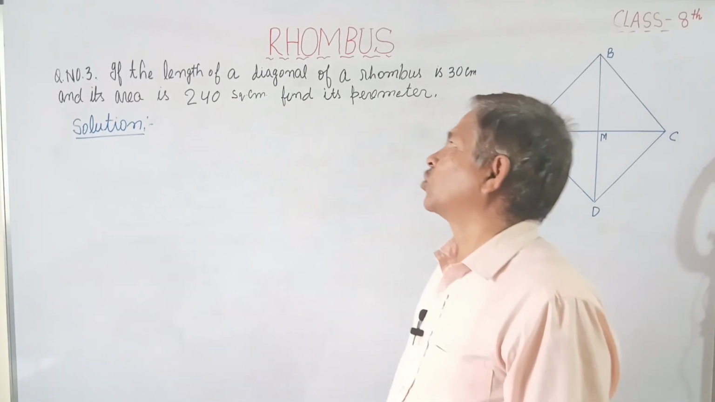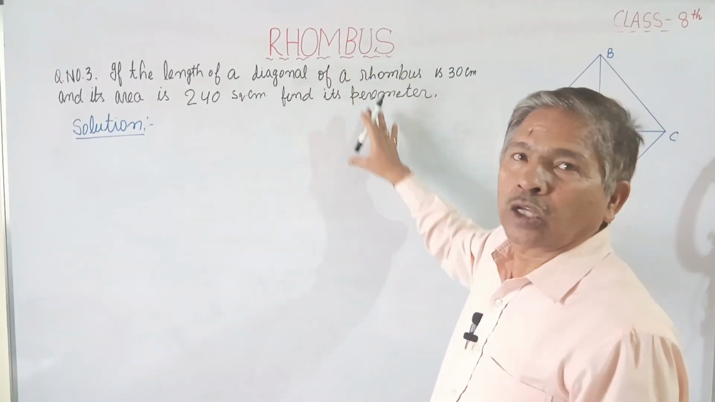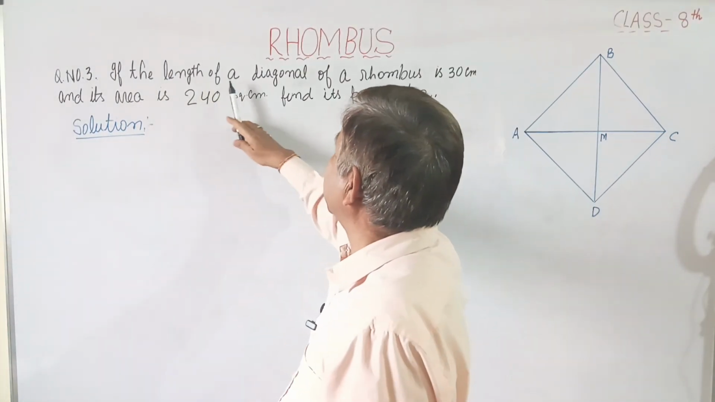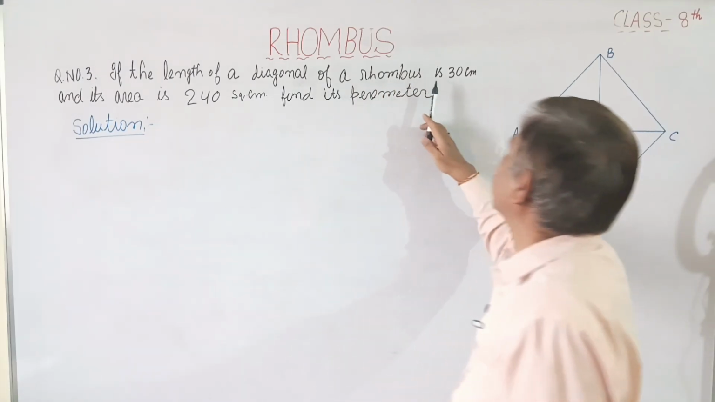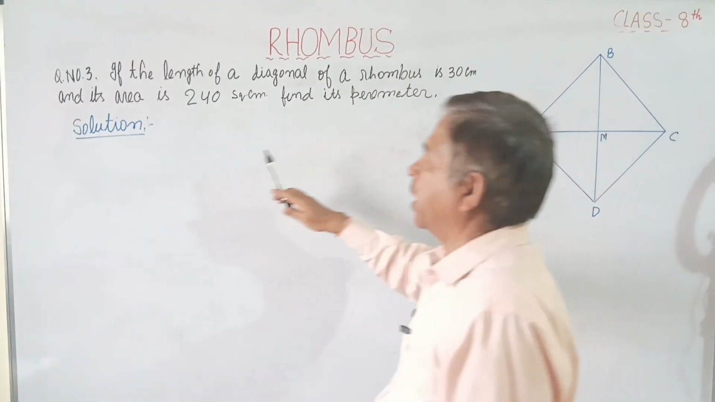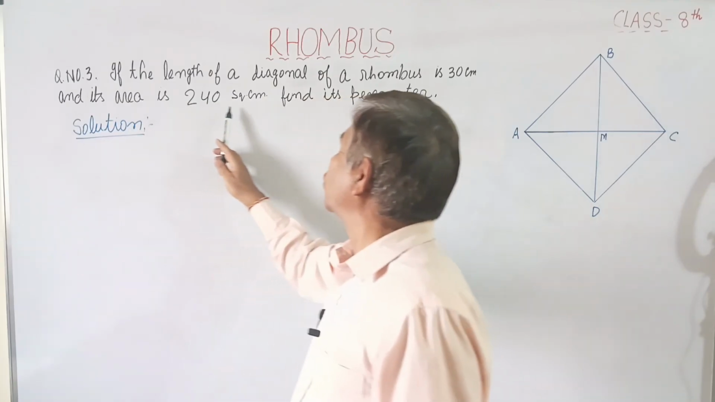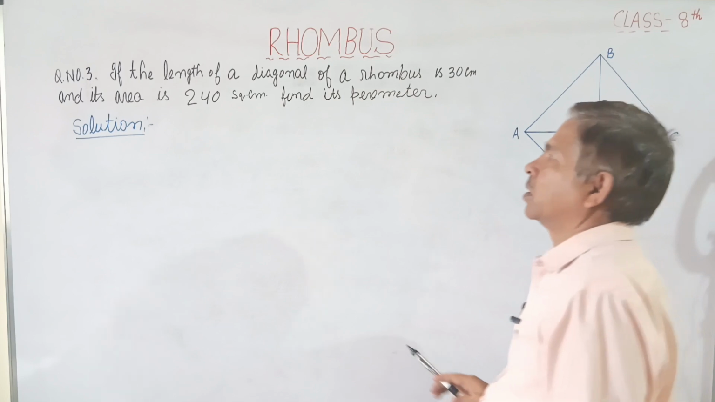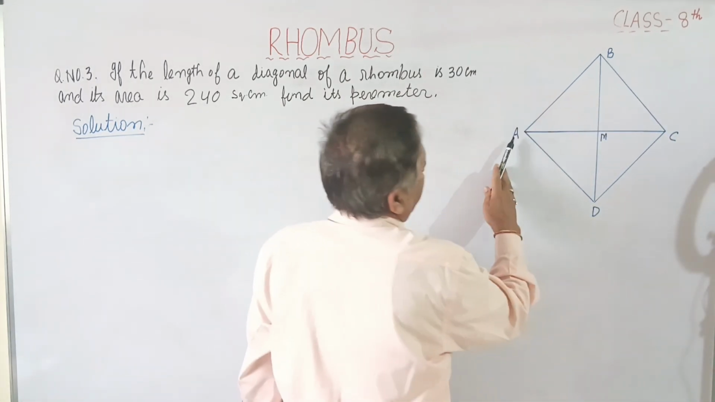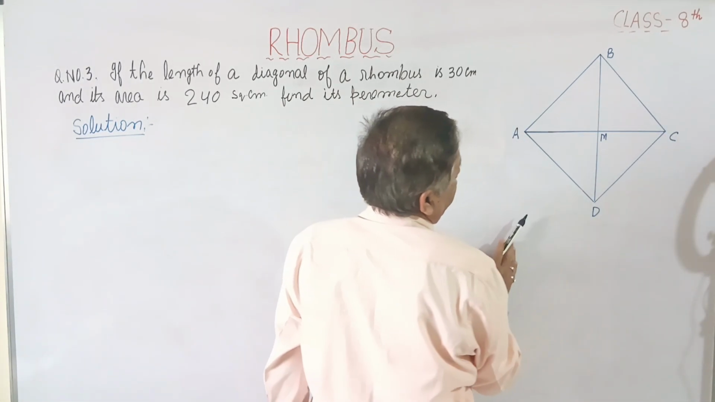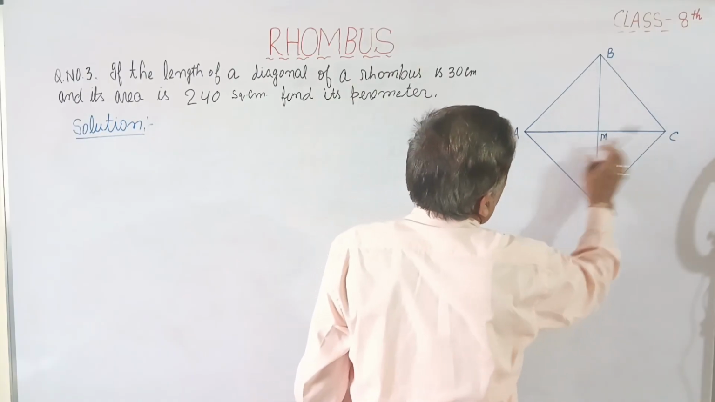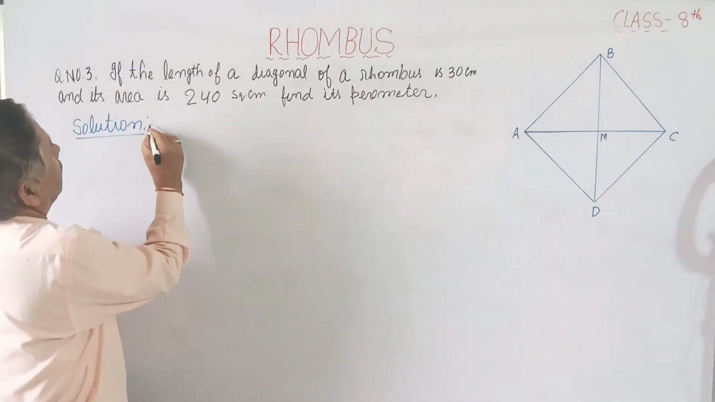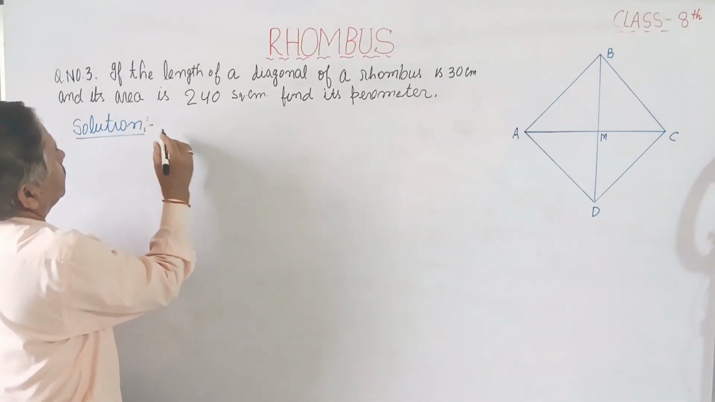Today I am going to solve a question on rhombus. Now let us see the question. If the length of a diagonal of a rhombus is 30 centimeter and its area is 240 square centimeter, find its perimeter. So let us consider this ABCD as a rhombus where BD and AC are the diagonals of the rhombus. So we will solve this question like this.